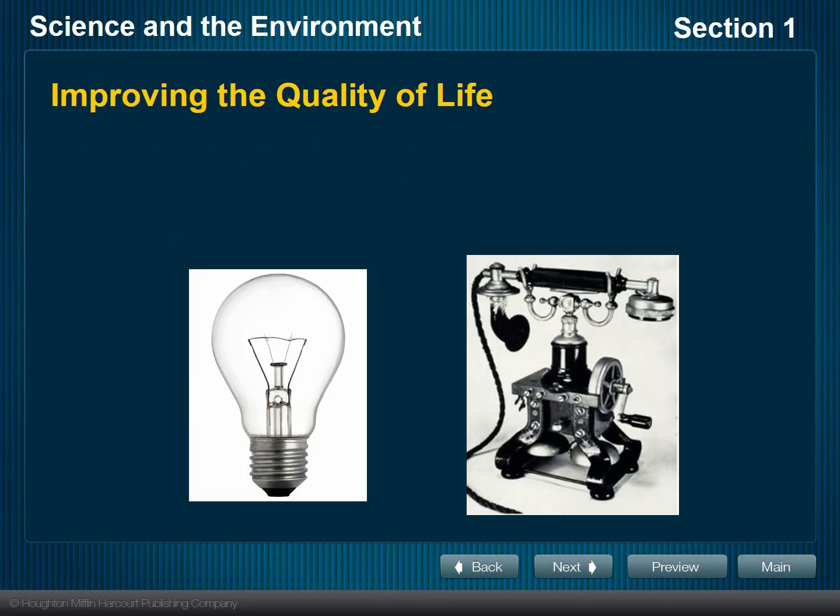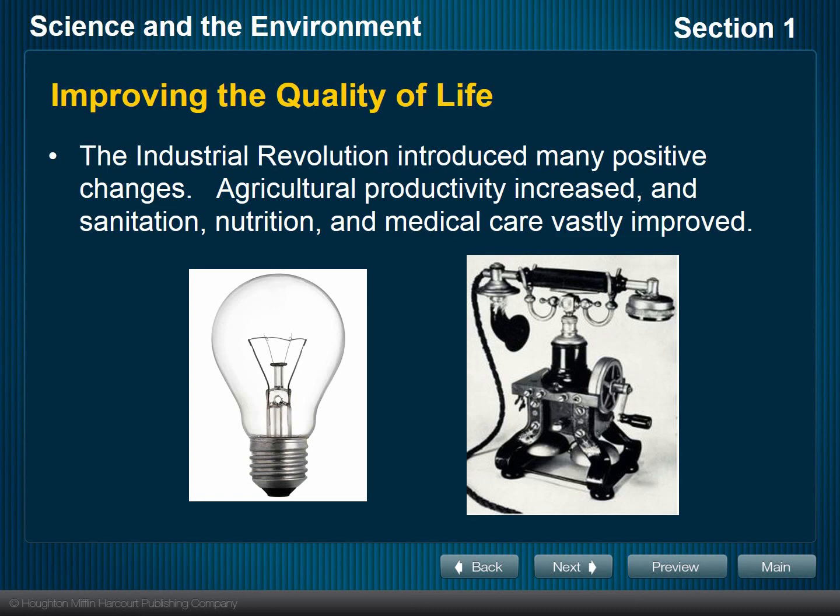The Industrial Revolution has improved the quality of life for humans. It introduced us to many things such as the light bulb and telephone. Agricultural productivity increased during the Industrial Revolution. Sanitation, nutrition, and medical care vastly improved also. Life as you know it today would not be the same if it was not for the Industrial Revolution.